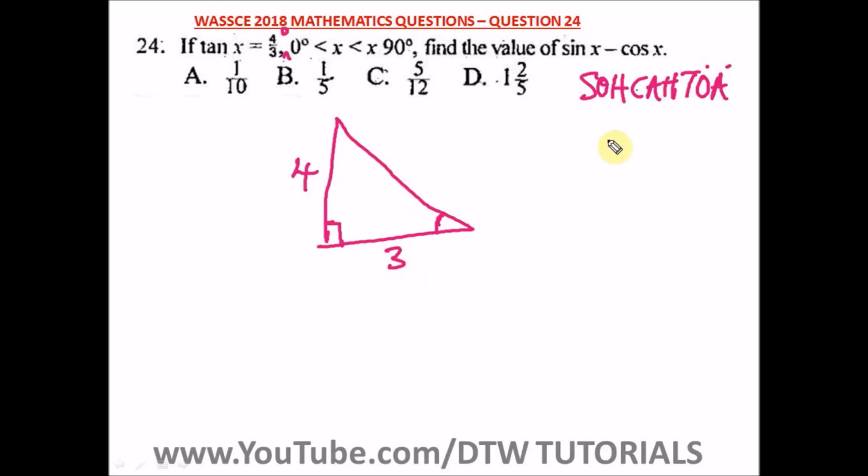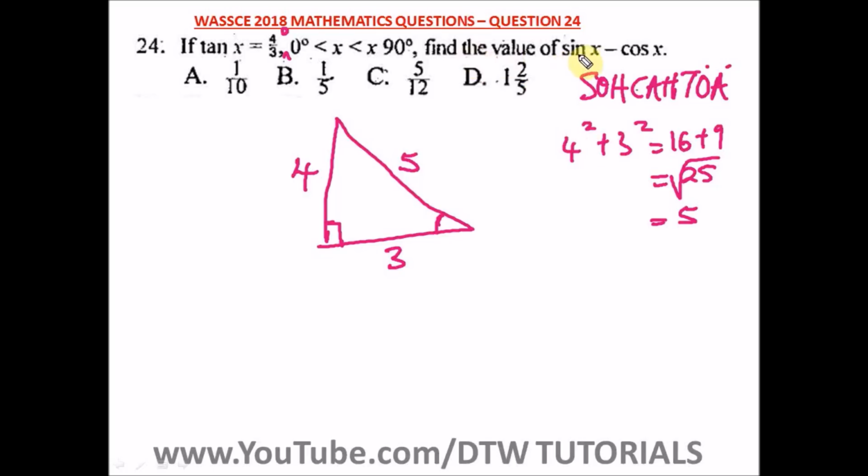Using Pythagoras theorem, we do 4 square plus 3 square. What will this give us? This is 16 plus 9, which is 25. To get our hypotenuse, it will be the square root of 25, which is 5. So my hypotenuse side here is 5.